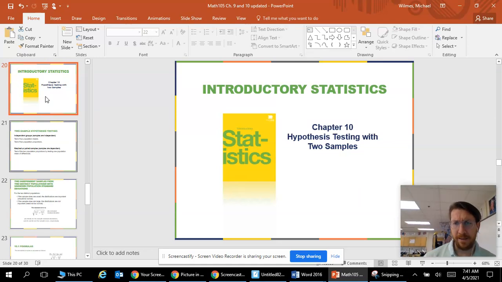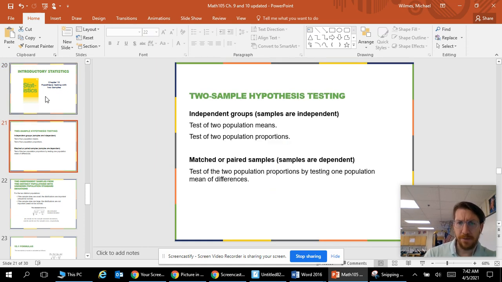Hello, everybody. This is looking at chapter 10, specifically 10.1. Inside of this chapter, we're going to be looking at two samples now and determining if we have enough data to reject that null hypothesis. Whenever we're looking at two samples, we're going to be able to do some calculations. We'll be able to calculate averages, proportions, or we'll have something called a matched or paired sample, which we'll get to at the end of this chapter.